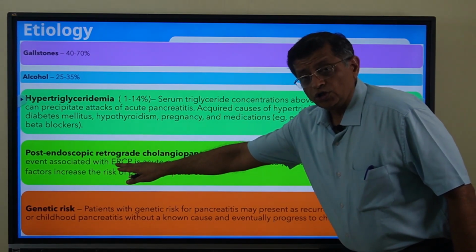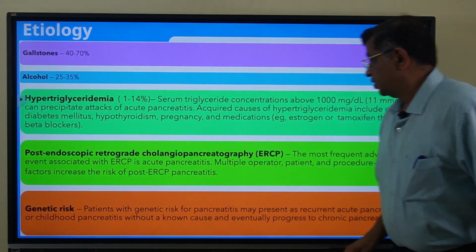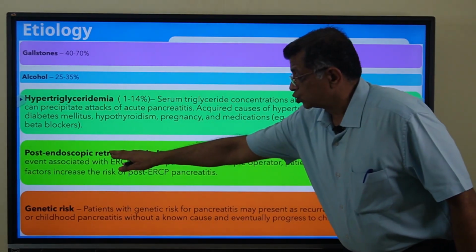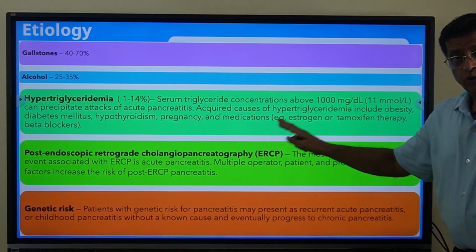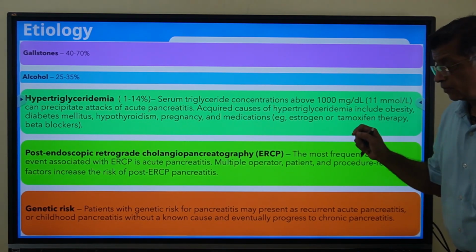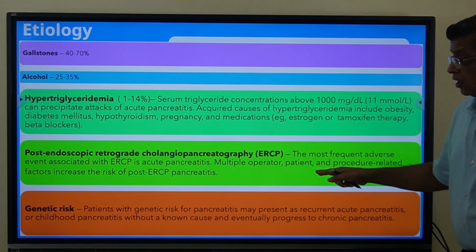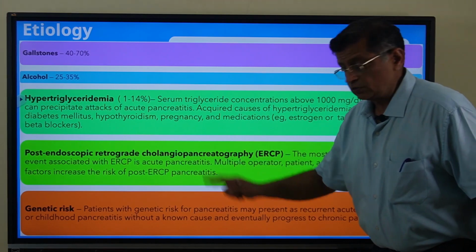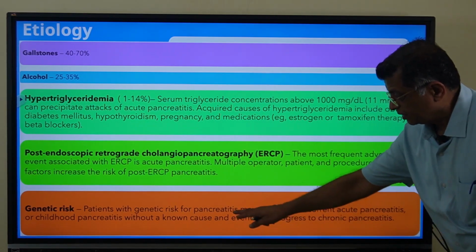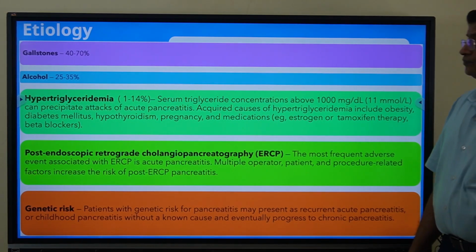Pancreatitis can be caused as a complication of ERCP. So endoscopic retrograde cholangiopancreatography is done to remove gallstones or to cut the sphincter as a treatment of stones in the CBD, but this can itself cause pancreatitis sometimes, and some people have a genetic predisposition for pancreatitis.